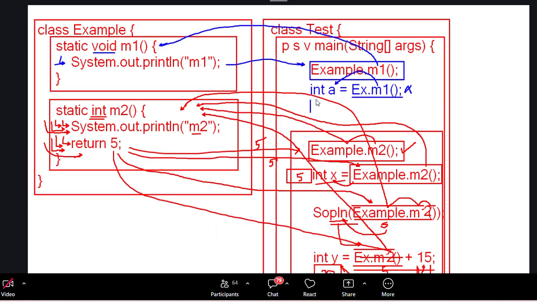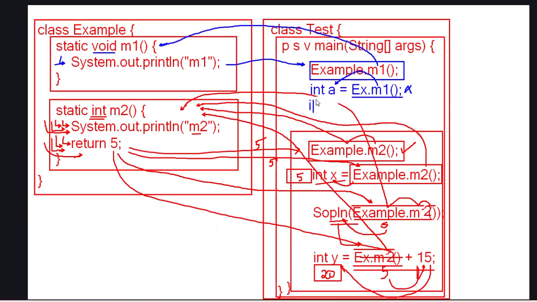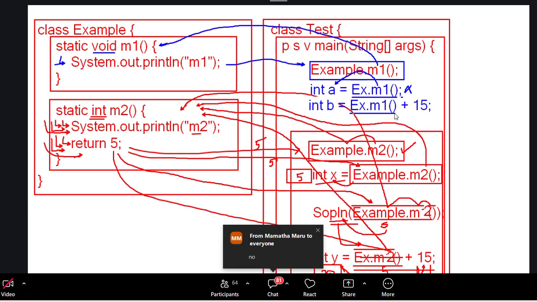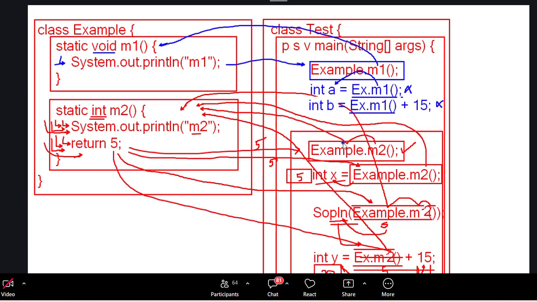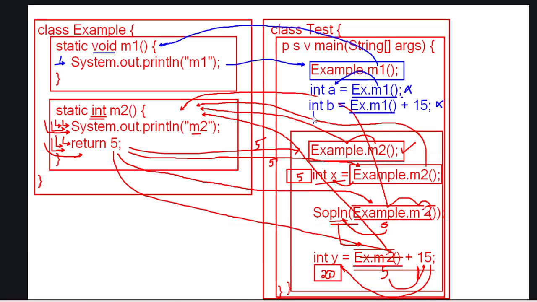Next, tell me, can I write like this? int b equal to example dot M1 plus 15. Is it allowed or not allowed? Not allowed, because this is an expression. Here a value should be substituted. M1 is a void method, so it cannot be substituted. Again, here also we will get a compile time error: void type not allowed here.